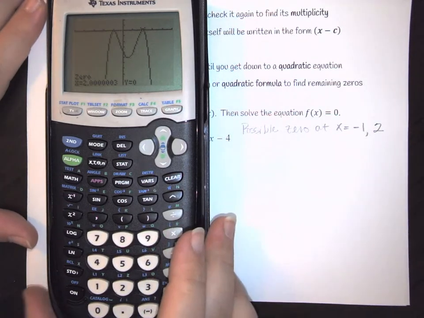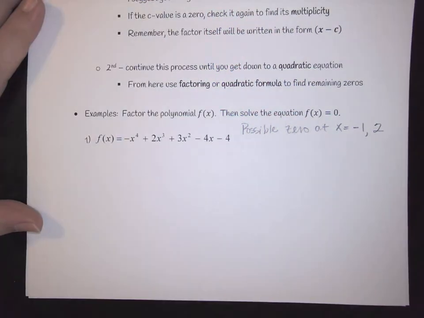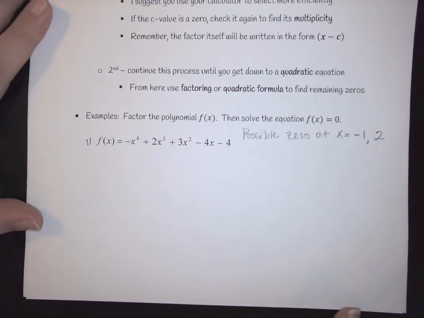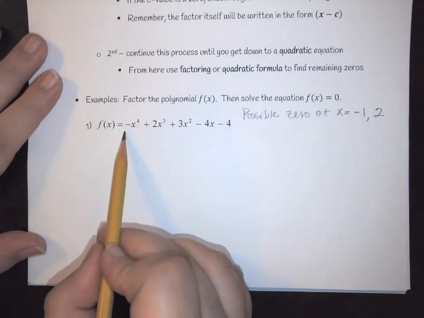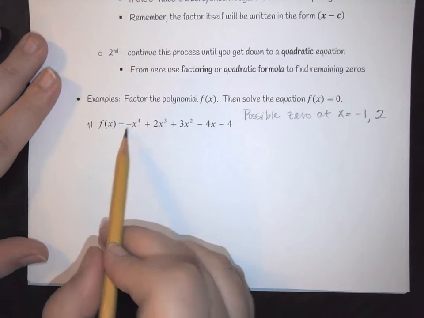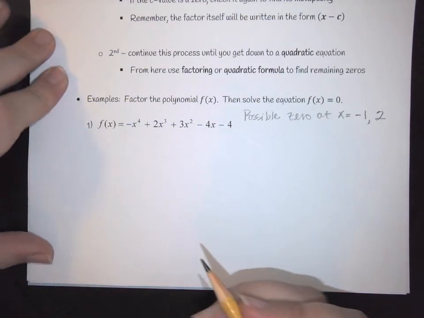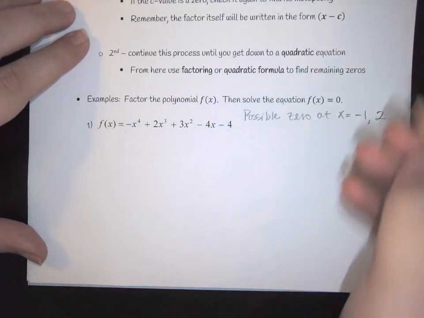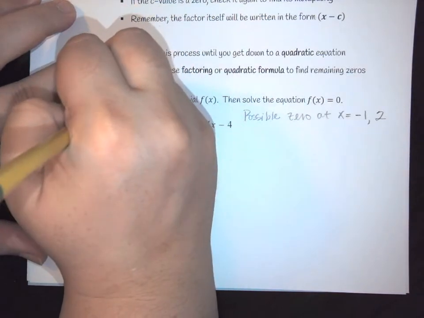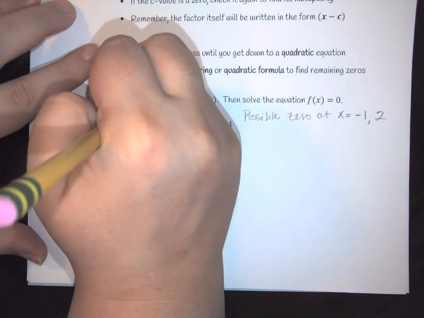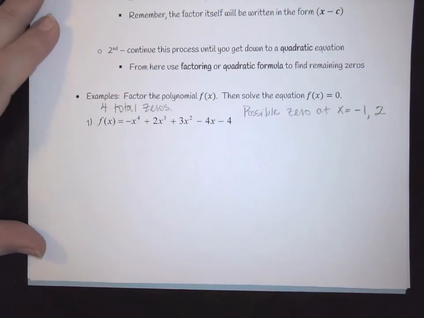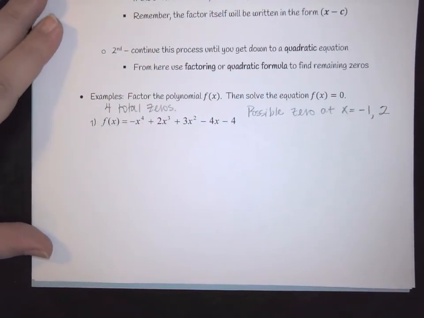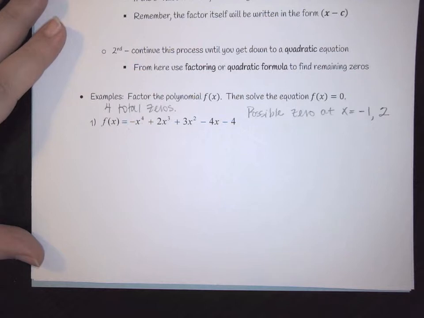Okay. Now that we've done that, you can actually put your calculator aside, because at the moment we don't need it. Now I have x to the 4th. So because this is to the 4th, this means I have to have 4 total zeros. That's what I'm looking for. So I'm going to use synthetic division.